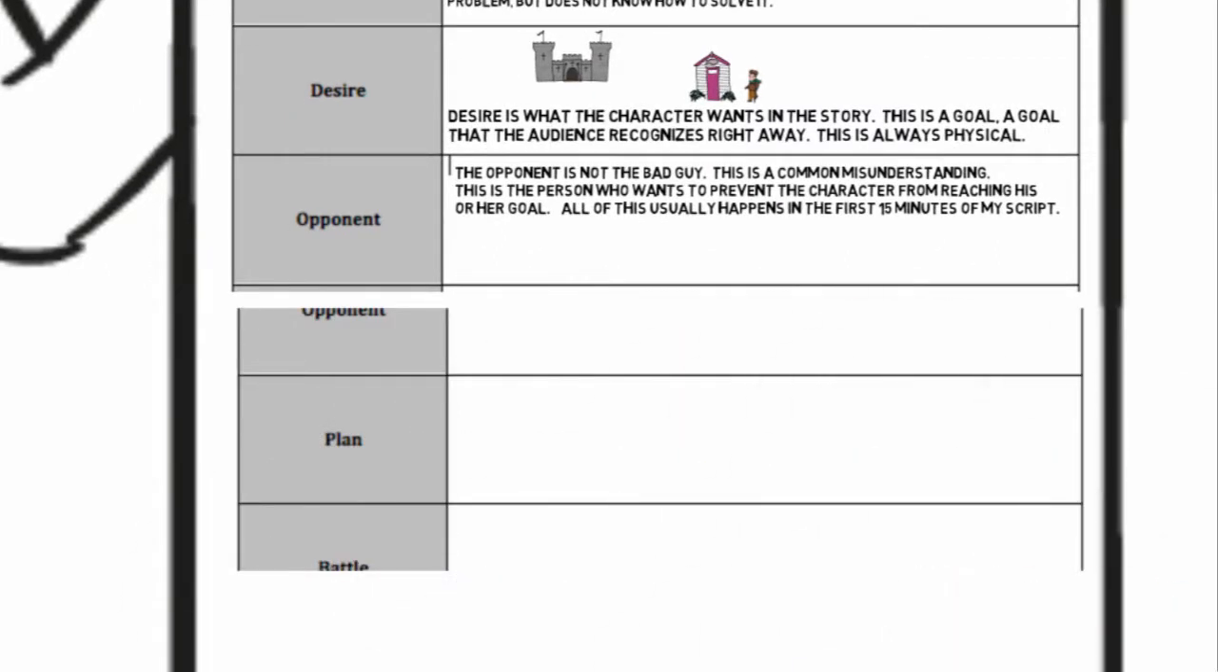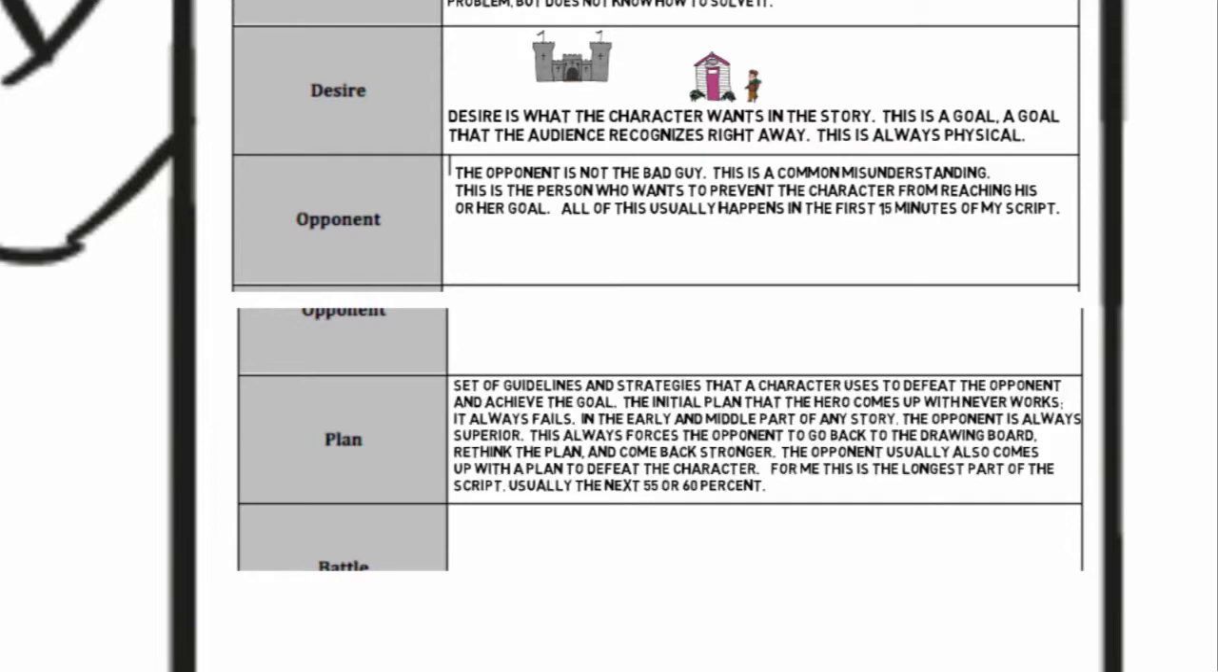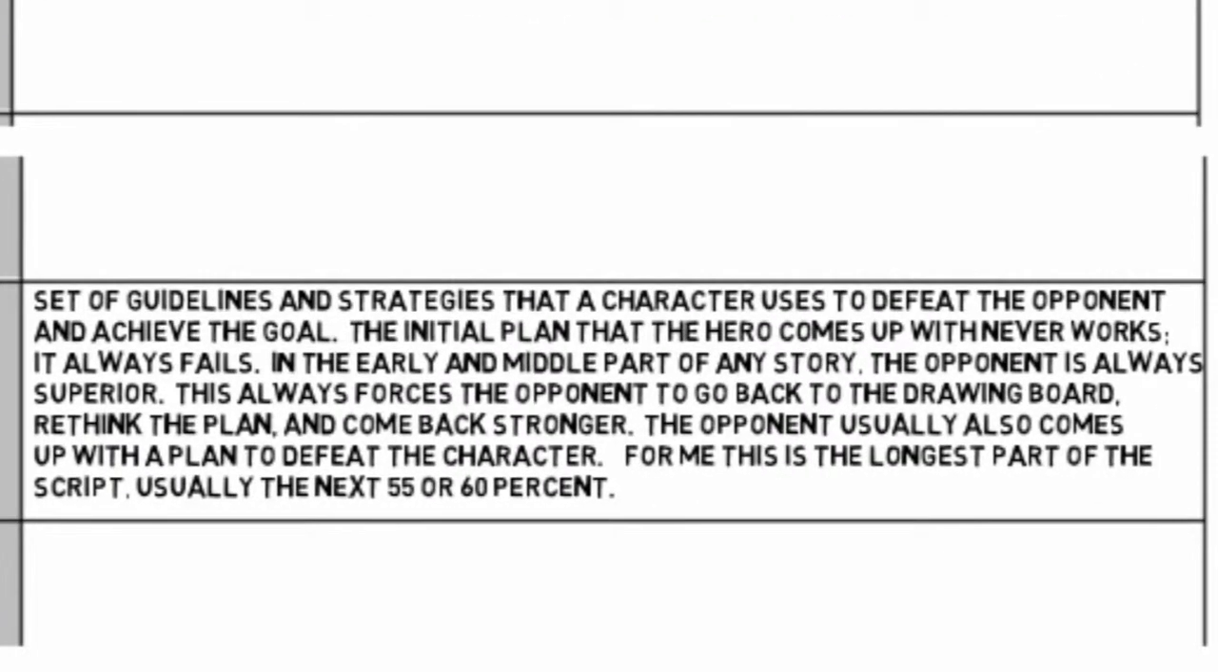Next, we have the plan, or the set of guidelines and strategies that a character uses to defeat the opponent and achieve the goal. The initial plan that the hero comes up with never works. It always fails. In the early and middle part of any story, the opponent is always superior. This always forces the hero to go back to the drawing board, rethink the plan, and come back stronger.